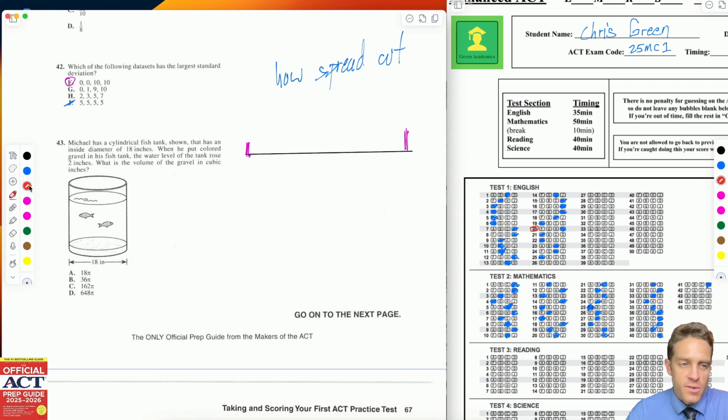Let me try and color code. So G as in girl would be 0, 1, 9, 10. But it's not spread out quite as far. And then H as in Henry would be 2, 3, 5, 7. Not as spread out.